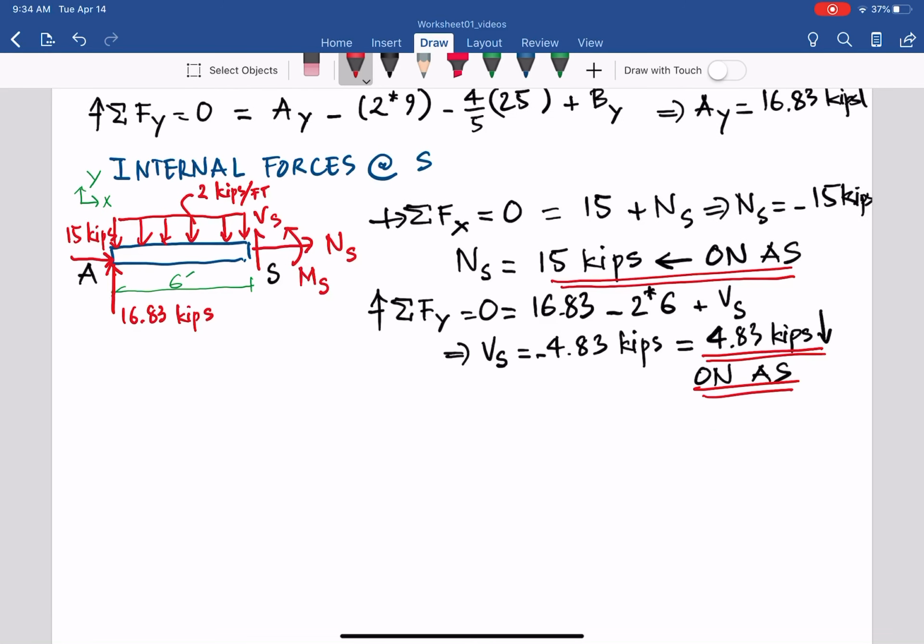And we take moment about S to find out the internal bending moment. So moment about S to cancel out the Vs and Ns.